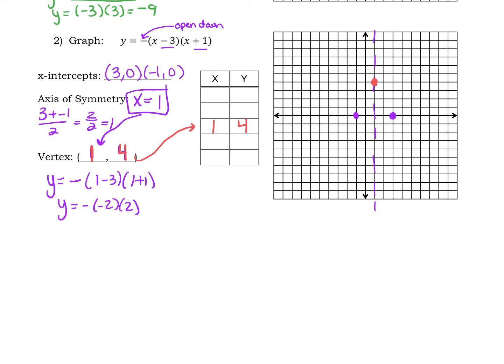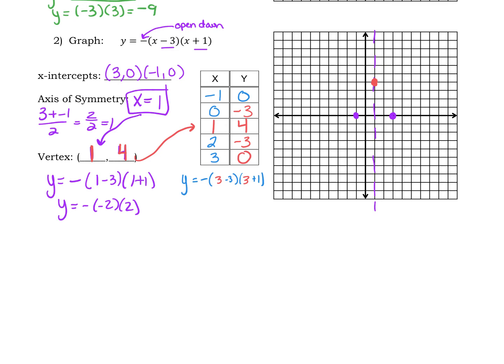I'm going to take that vertex, put it in the middle of my table, and then put 2 numbers smaller and 2 numbers bigger, and then I'm going to have to plug each of those in. So negative 1 minus 3, negative 1 plus 1, and that will give me 0. Do the same thing except instead of negative 1, I'm going to plug in 0. Now we get negative 3 times 1, so negative 3. Then do the same thing but plug in 2. I'm going to get negative 3. And then do the same thing but plug in 3. And I would get 0.